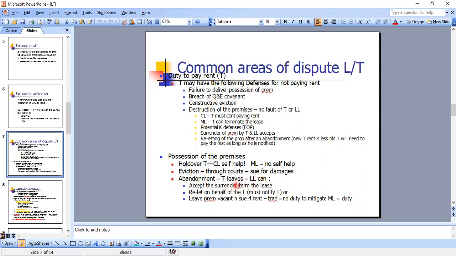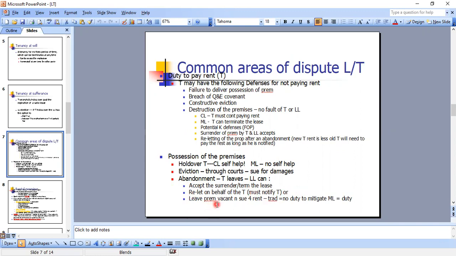Abandonment: if T leaves, the landlord can accept the surrender and terminate the lease, or relet on behalf of the tenant. Remember, that's up here. If he relets it and the new tenant is paying less, then he can go after the original tenant to pay the rest, if he notifies him. So he must notify the tenant of the reletting to the new tenant.